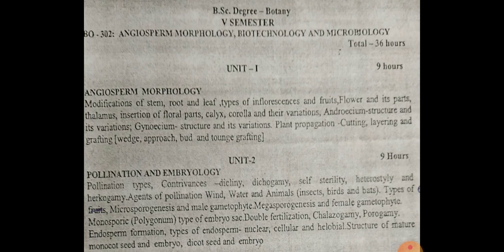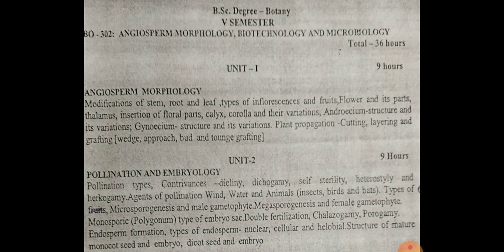Unit 2 is pollination and embryology. In that we will study the types of pollination and the mechanism of pollination, and also the contrivances for pollination. How the pollination actually takes place, you will study in this unit 2.